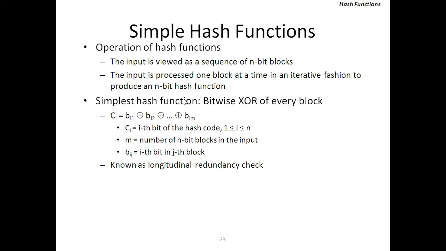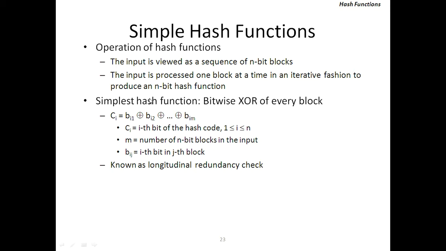Simple hash function. We are already doing something like a checksum. Simple checksums use a simple hash function. In this one, the hash function is the exclusive OR of the bits for every block. You take the exclusive OR of all the blocks and you get one complete block C1.